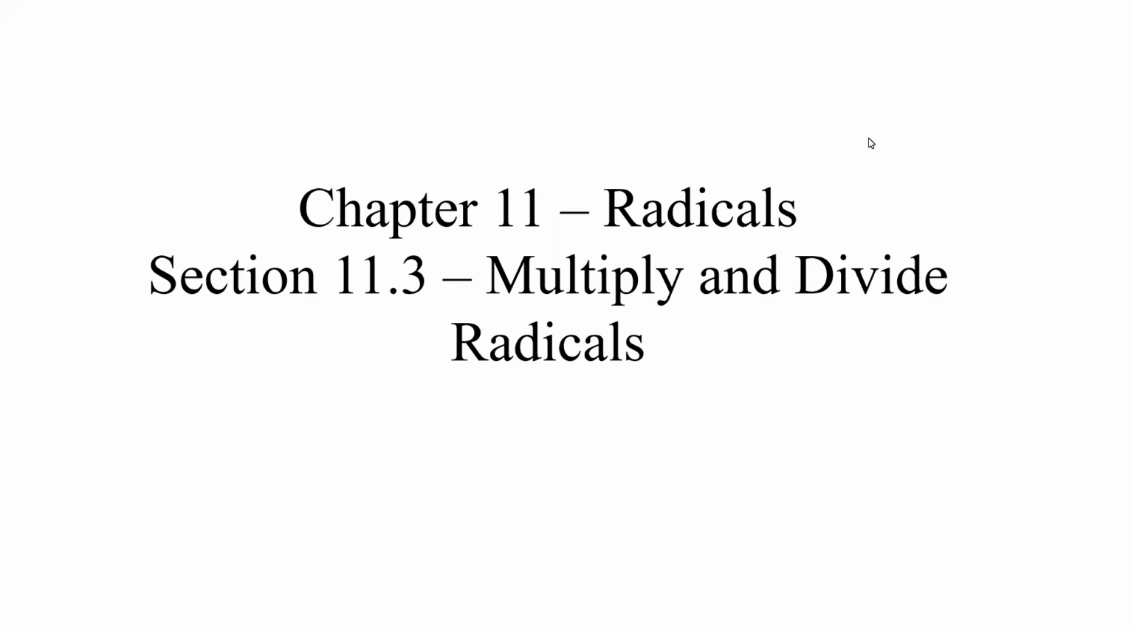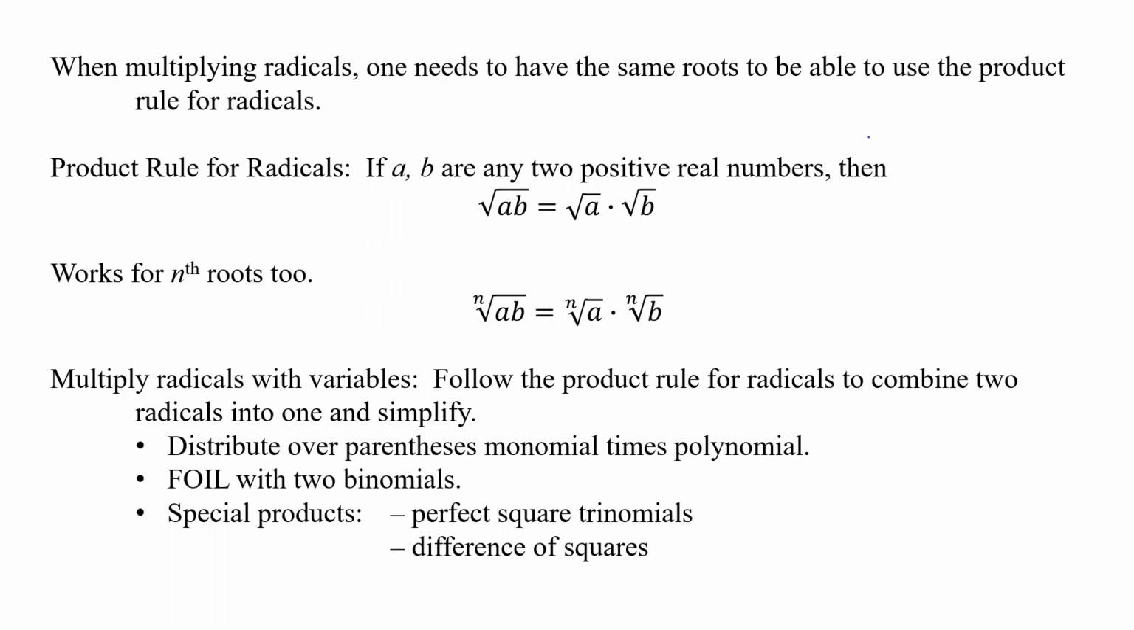All right, today we're looking at Chapter 11, Radicals, and we're looking at Section 11.3, Multiply and Divide Radicals. When we're multiplying radicals, one thing we need is the same root to be able to use the product rule for radicals, which is going to be a key power tool we can use. So we have to have the same n, either 2 or 3, on all the different radicals that are together.